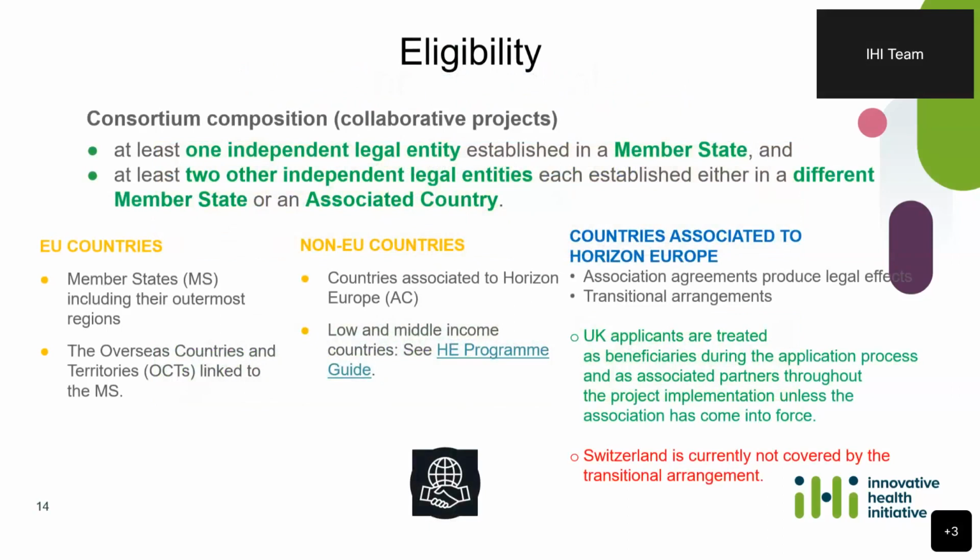So this eligibility slide breaks down the main points. For the overall consortium to be eligible, we have 2 bullet points. We need at least 1 independent legal entity established in a member state, and at least 2 other independent legal entities, each established in a member state or an associated country. And obviously there's a distinction between the core EU member states and the list of, I think 13 or 14, associated countries that have signed association agreements with the EU and are formally titled associated countries. So in the EU country side, we have the member states themselves, including the overseas territories.